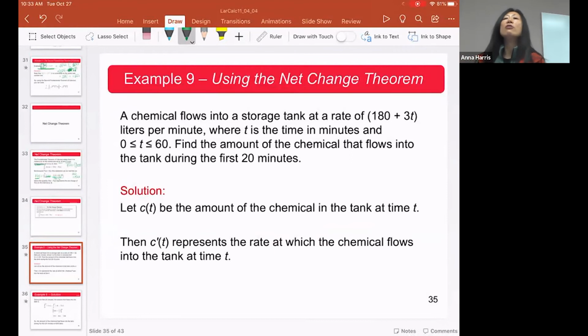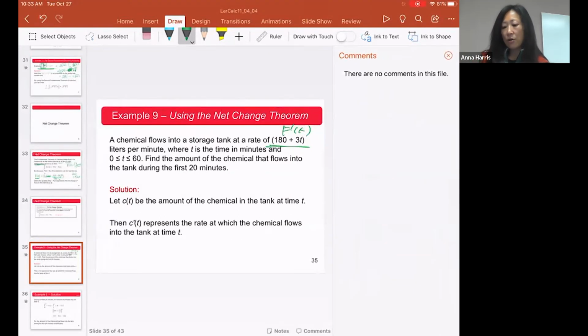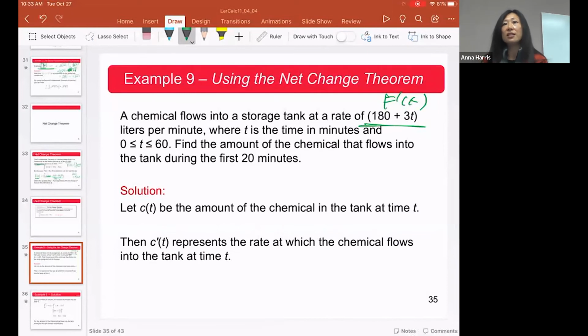So this is an example problem. Look at this. A chemical flows into a storage tank at a rate of this. This is my rate, so you can think of it as f prime of x. Liters per minute, where t is the time in minutes. Find the amount of chemical that flows into the tank during the first 20 minutes. This is a very good problem. You probably see this kind of problem in your physics class for sure.